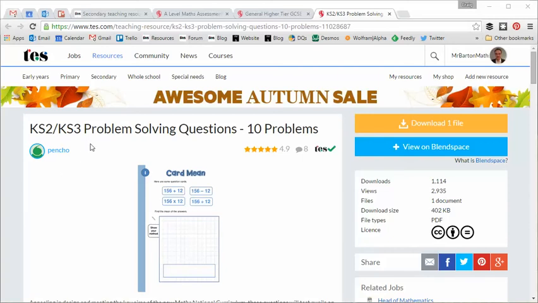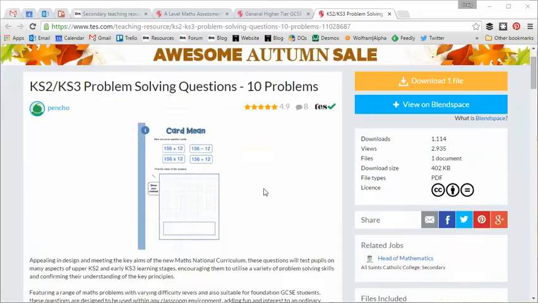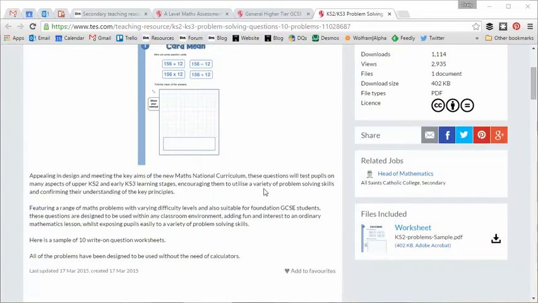Now what a wonderful resource this is. It's been uploaded by one of my favourite resource creators. They don't put much on, but when they put something on, it's flipping brilliant. That's from Pencho. And the resource in question this time is Key Stage 2 and 3 Problem Solving Questions 10 Problems. It's a single PDF file and it is truly wonderful.